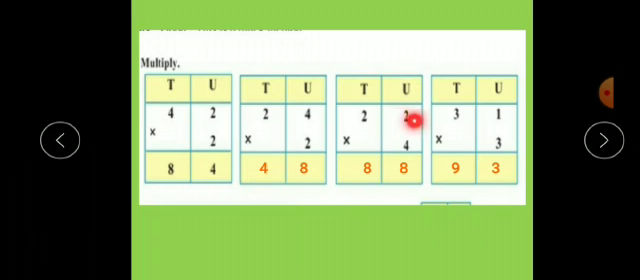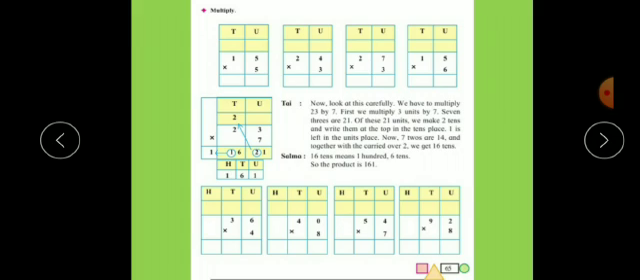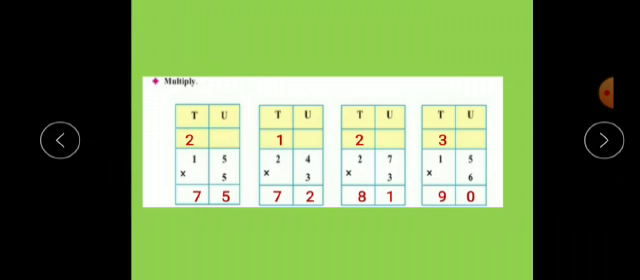Then next, 22 multiplied by 4. Now 4 twos are 8. Again here 4 twos are 8. Answer is 88. Next is 31 multiplied by 3. 3 ones are 3 and 3 threes are 9. Answer is 93. So these are the examples from your maths textbook, page number 64. Solve these examples in the textbook only. Now see some examples from page number 65. You have to solve these examples in the textbook only.